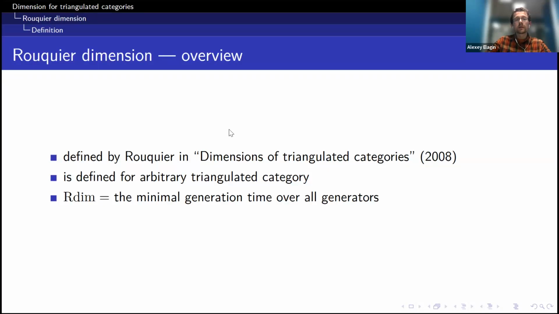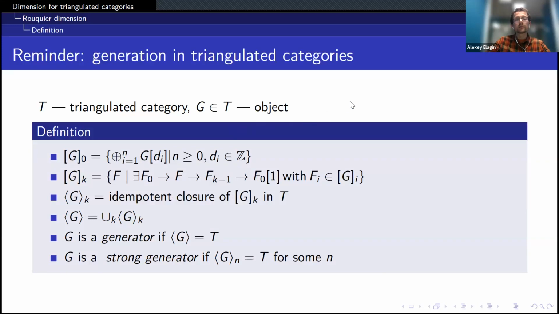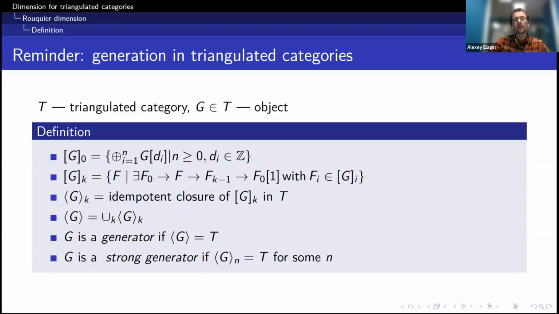So what does it mean? Let me recall some definitions. Assume that we have a triangulated category and an object in this category. We can try to generate more objects from this one by taking cones, shifts, direct sums and direct summands. And we are trying to calculate how many different operations we need to get new objects. So everything is for free except for taking cones. We count only cones.